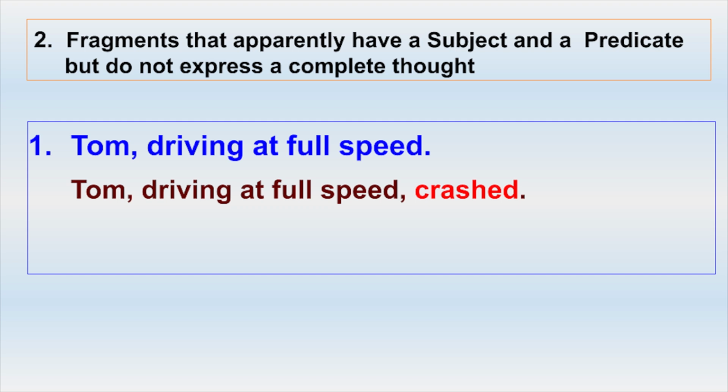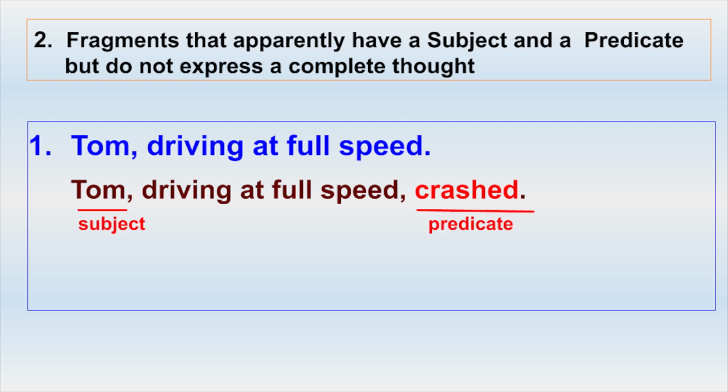The simple subject is Tom. The predicate is crashed. In this example, driving is a present participle. It is an adjective used to modify the subject Tom and not the actual predicate. So this sentence appears to have a predicate, but it does not. You have to see if it expresses a complete thought.